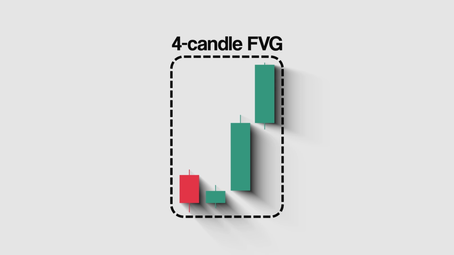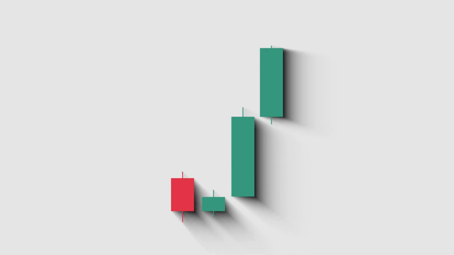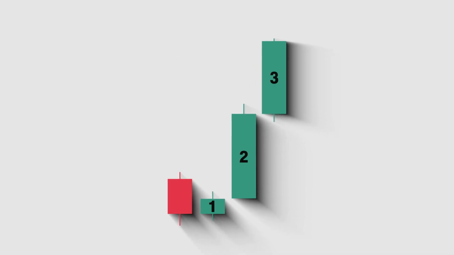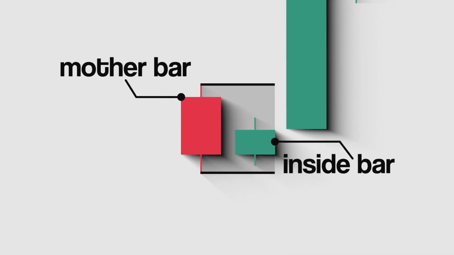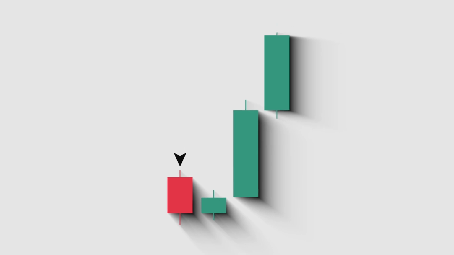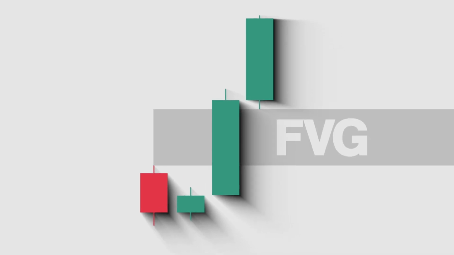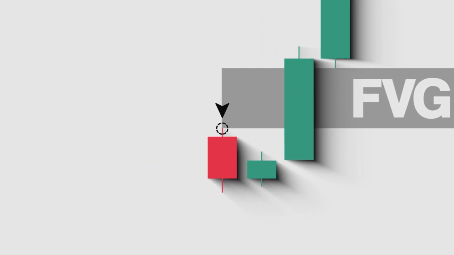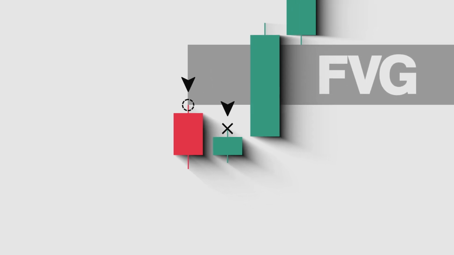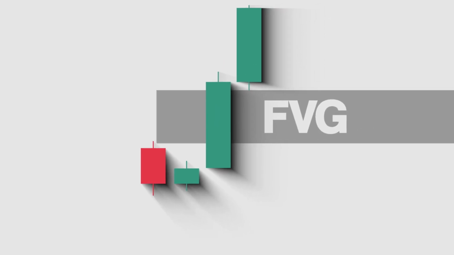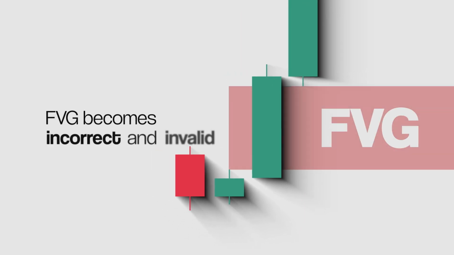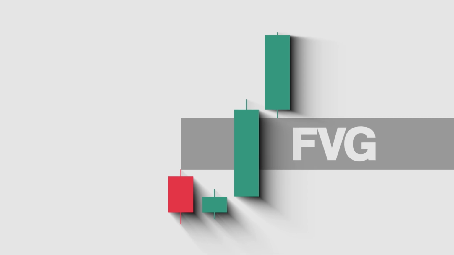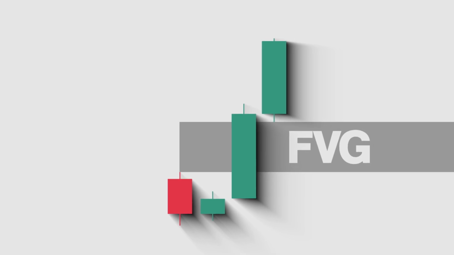The next important characteristic is a less common four-candle fair value gap. This type of fair value gap appears when the first candle in the sequence is an inside bar relative to a previous mother bar. In this case, we must include the mother bar in our candle structure. That means the boundary of the fair value gap is defined by the wick of the mother bar, not the wick of the inside bar. If we ignore the mother bar and draw the fair value gap using only the inside bar, the fair value gap becomes incorrect and invalid. The same logic applies to bearish fair value gaps as well.